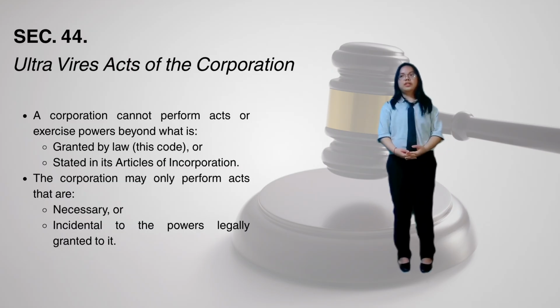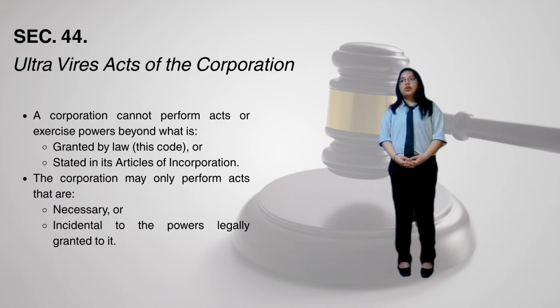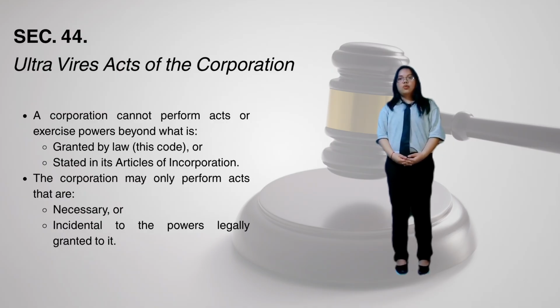Section 44, Ultra Vires Acts of the Corporation. This section is simple but very important. It says that a corporation cannot perform acts or use powers that are not granted by law or stated in its articles of incorporation. In other words, if the action is beyond the powers given, it is called an ultra vires act, which means beyond power.